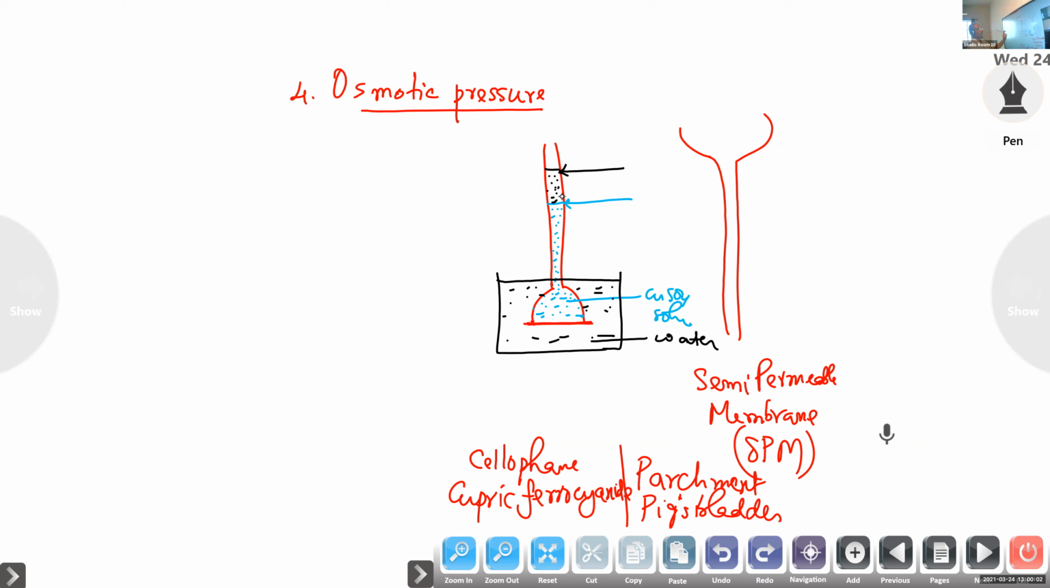And what's the reason for the rising of the copper sulfate level? That is because the volume of the copper sulfate solution inside the thistle funnel is increased. How is the volume increased? Due to the movement of water molecules through the semi-permeable membrane, reaching the solution side. That is why the volume of the solution inside the thistle funnel is increased and the solution level is rising up. That continues only up to a certain height. After that, there is no rising up. It is stopped there.